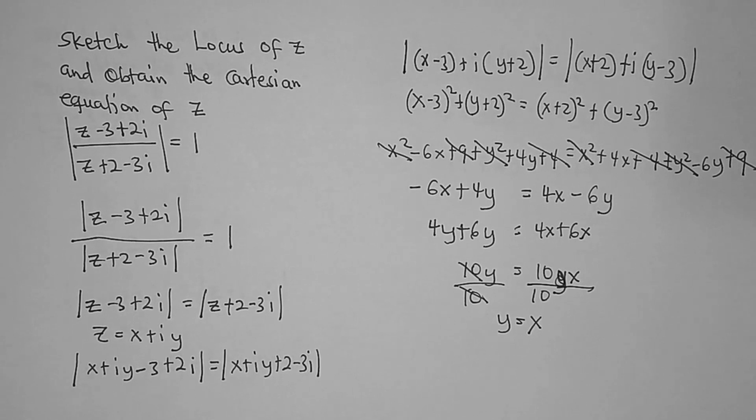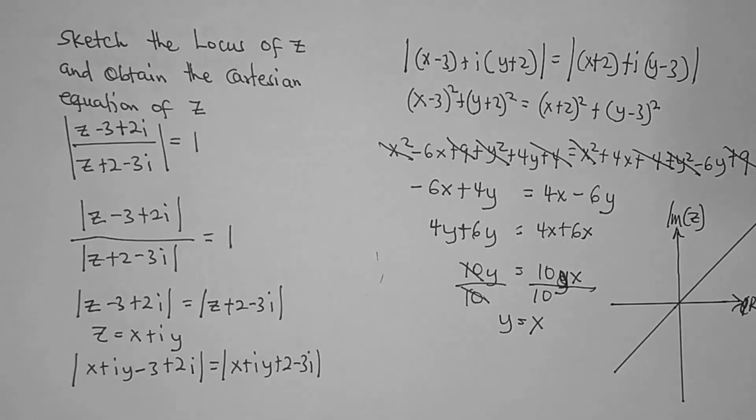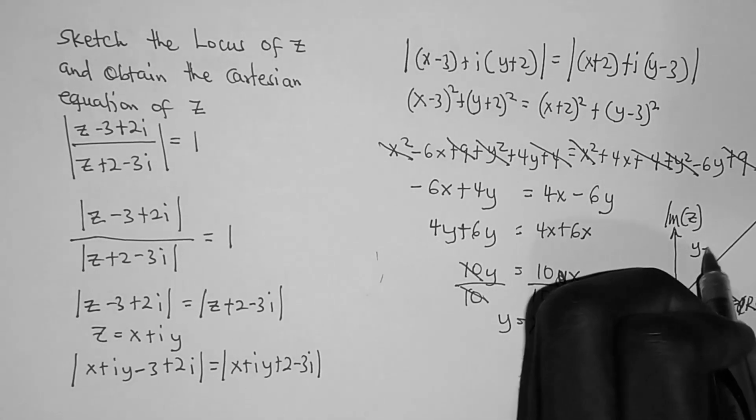So let's sketch y equals x on the Cartesian plane. The graph y equals x will pass through the origin. So this is the equation of the line y equals x.